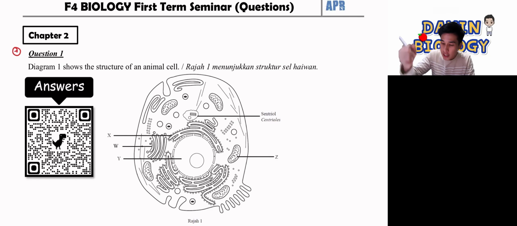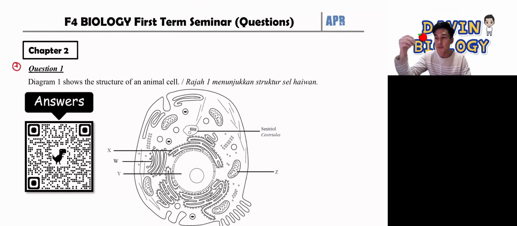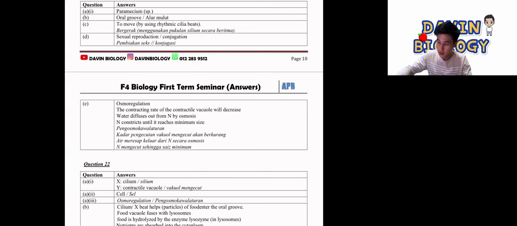Let's start. I'll briefly introduce our Bio paper format, because maybe you're not familiar, as your teacher never taught you before. Just like Chemistry and Physics, Bio has Paper 2. Paper 2 will have 3 sections in total.